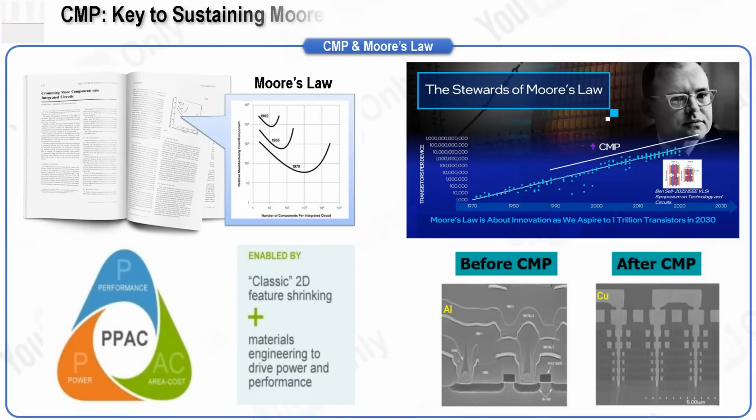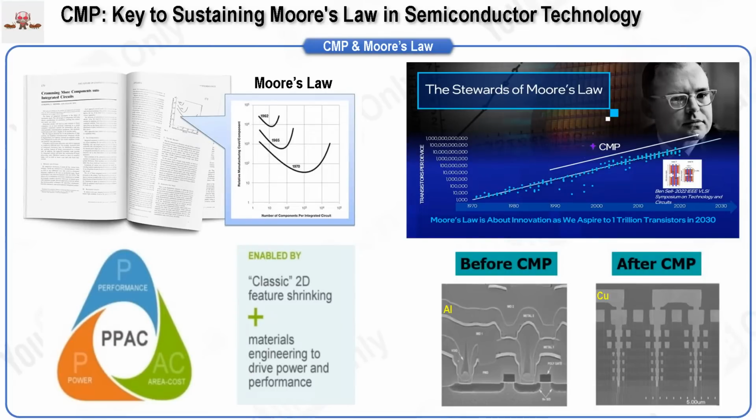Let's start with a key advantage of semiconductor devices. A significant benefit is that as semiconductor devices get smaller, their performance improves. This improvement is encapsulated by PPAC, which stands for power, performance, area, and cost. Smaller devices allow for more chips per wafer, reducing the cost per chip. Furthermore, these miniaturized devices use less power and operate at higher speeds.